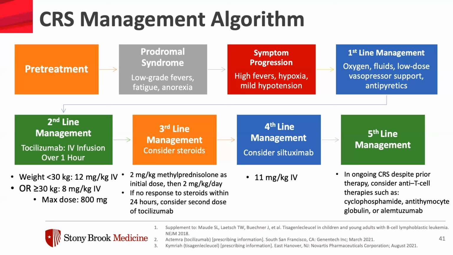Now, if this CRS tends to worsen or just not get better with the symptom management, we would escalate to using tocilizumab. So the tocilizumab is infused over 1 hour, and it's also weight-based dosing, depending on if the patient is 30 kilos or more or under 30 kilograms. And if they still don't improve, then we would consider steroids. Now, if there's no response to the steroids within 24 hours, we can consider a second dose of tocilizumab.